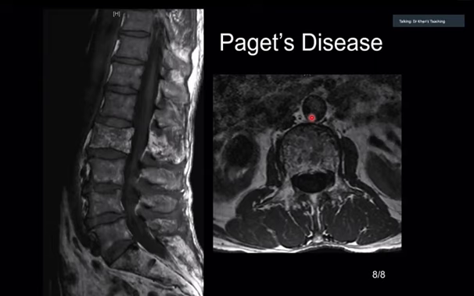So this was Paget's disease, which has higher signal, and we are not worried. In literature, they say that it can be high signal. There will be more fat than normal.